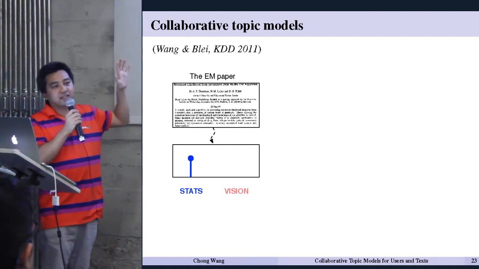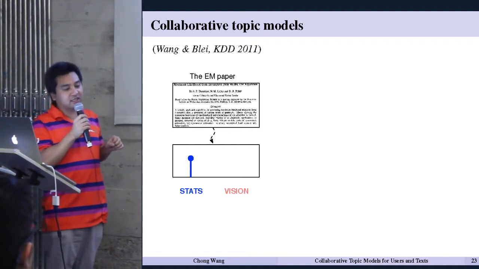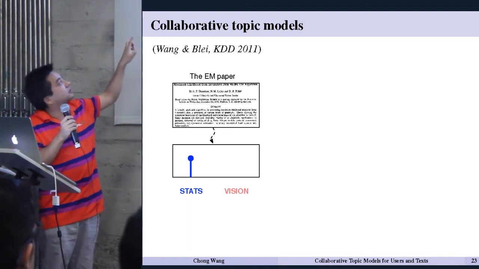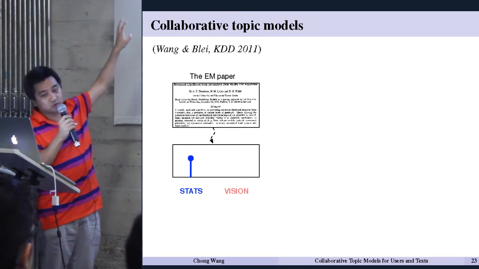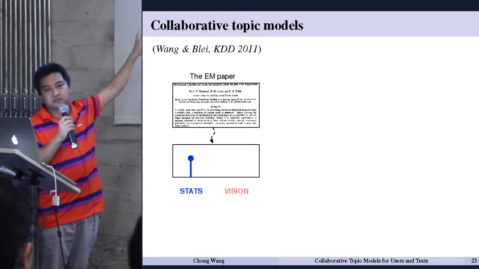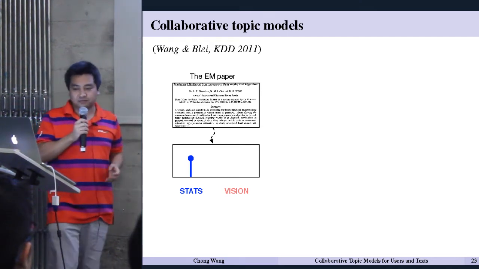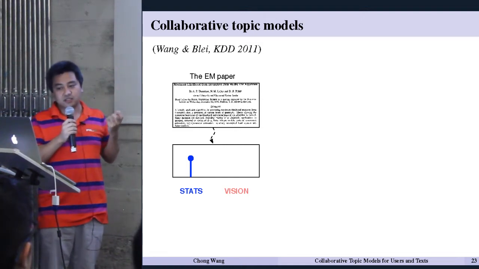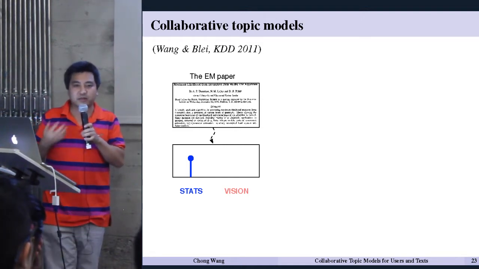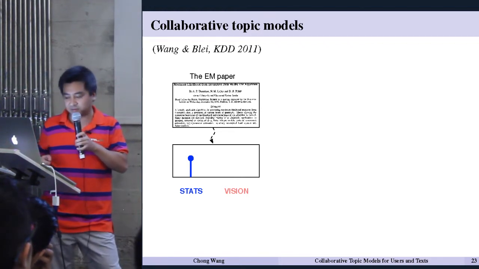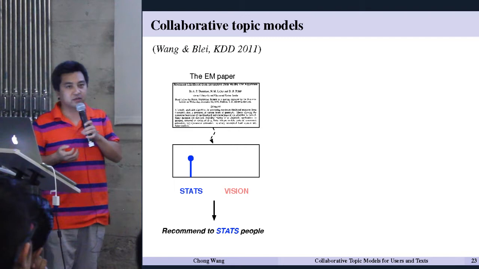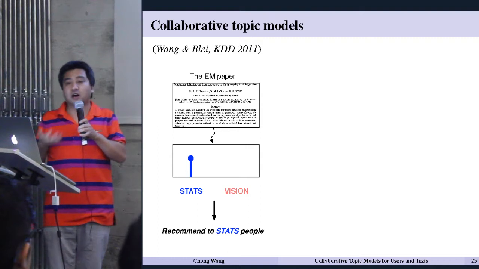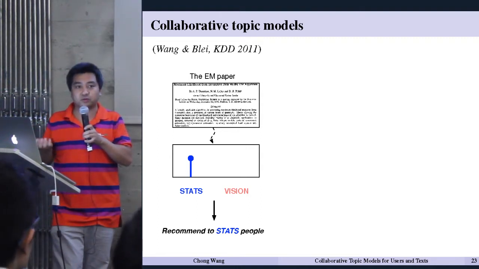So if we analyze the content of this article, we see that it is mostly about statistical concepts. Basically, the topic is more about parameter estimation in statistical models. Suppose we only have two groups of people, like statisticians and vision researchers. Given the content of this article, we probably just want to recommend this paper to statistical people, which I think is reasonable because that's basically the audience the author of the paper wants.